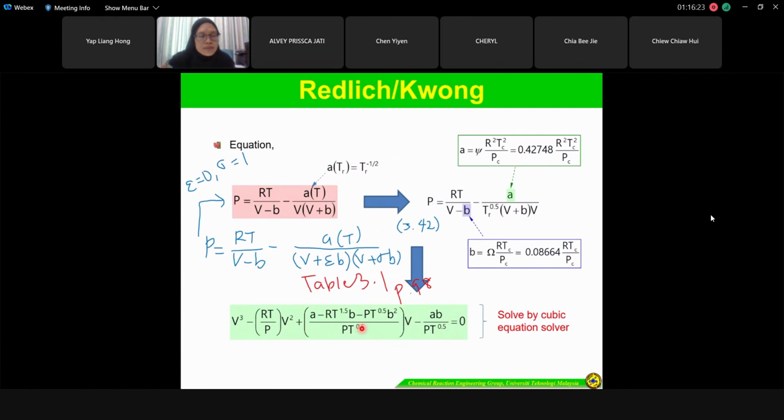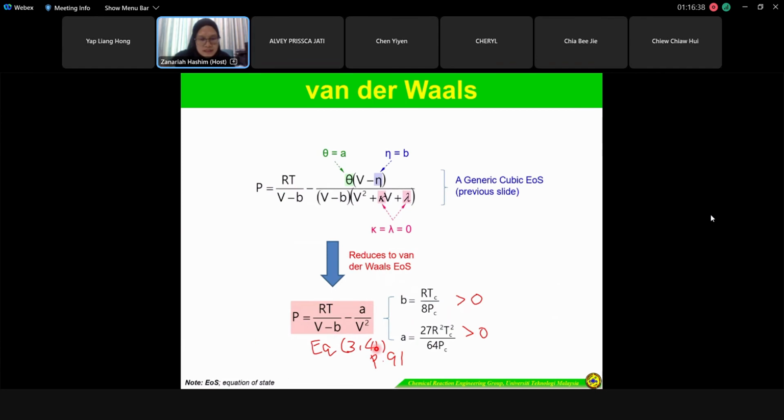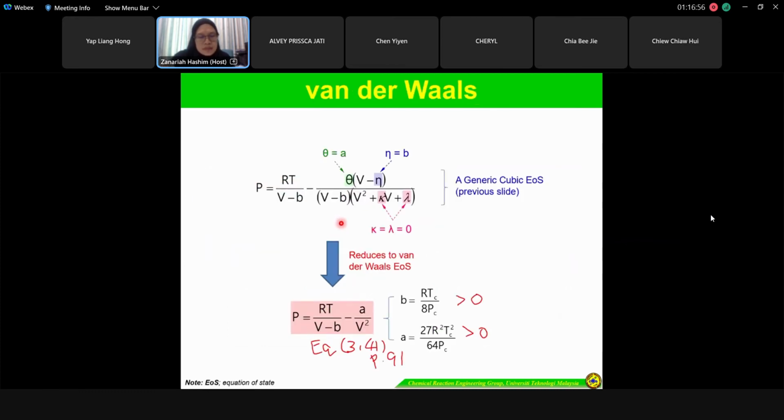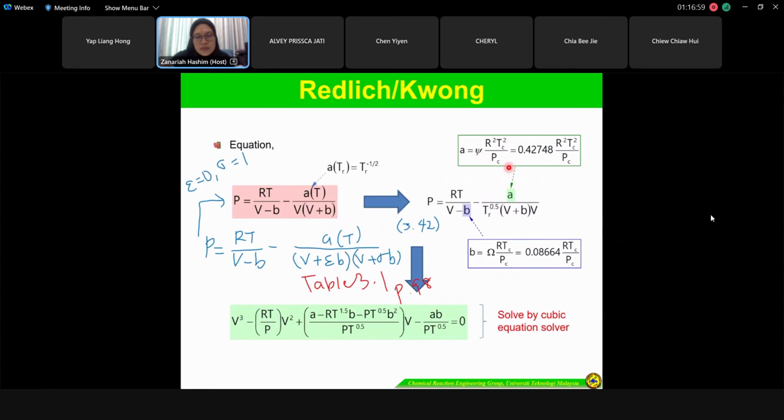Alright, so the second type of cubic equation of state is the Redlich-Kwong equation. In this case, the first term still remains RT over V minus B, but on the second term, if you compare with van der Waals, there is a slight addition here. So you have A as a function of T, over V times V plus B. A and B are still the same as before: B equals omega times RTC over PC, and this is for A.